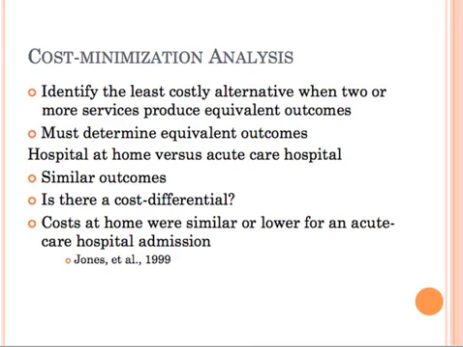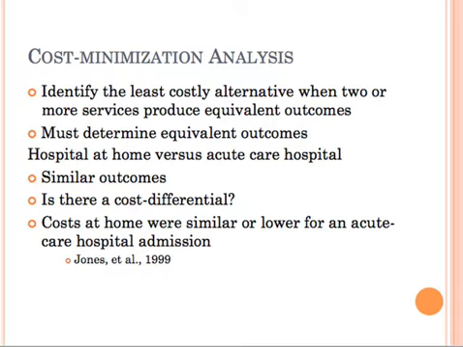Cost minimization analyses identify the least costly alternative when two or more services produce equivalent outcomes. And in those types of studies, they need to determine equivalent outcomes. So the outcomes for one group are the same for another. And the Jones et al. study looked at people receiving hospitalizations at home, and they stayed at home rather than going into an acute care hospital.